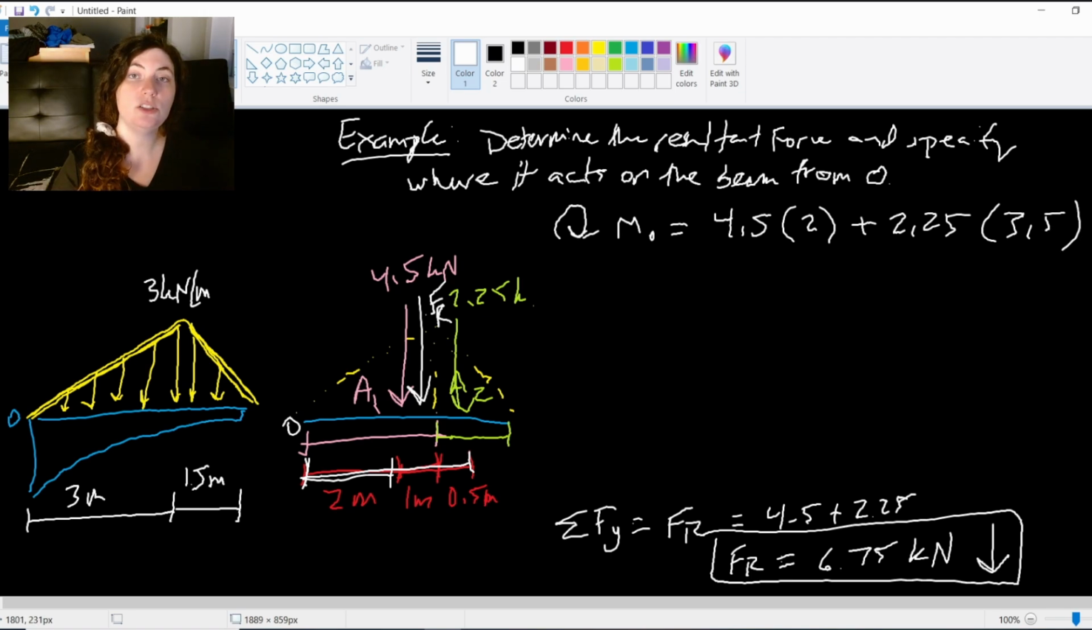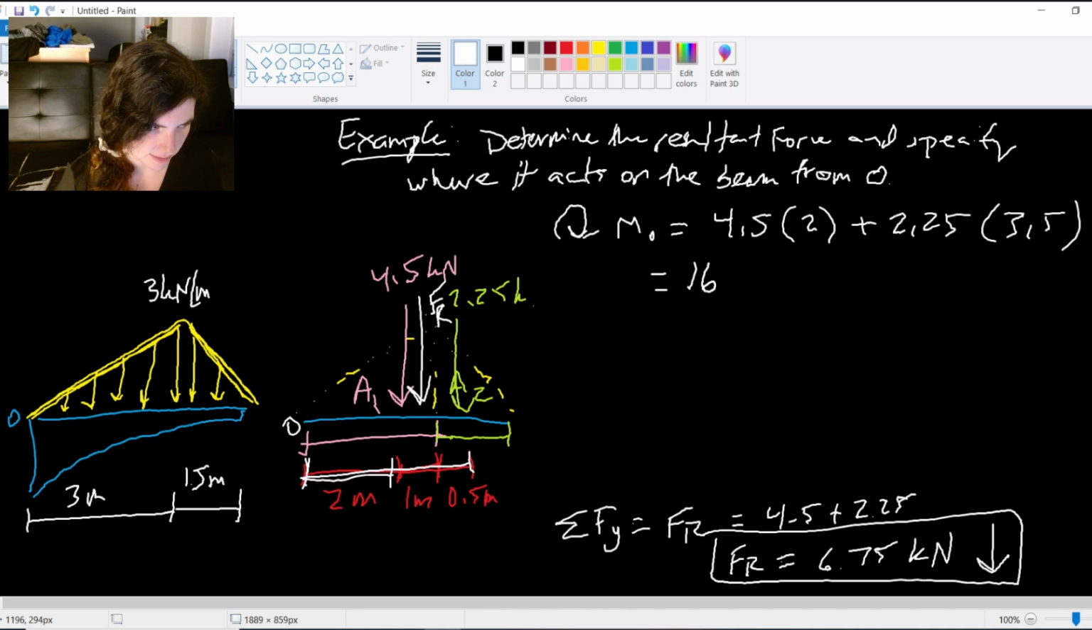Right, so I can still use those simplified loadings from those distributed loads. Those two forces that we found by breaking up the distributed load, I used those to find my moment, which I get is 16.875 kilonewton meters when I plug that into my calculator.